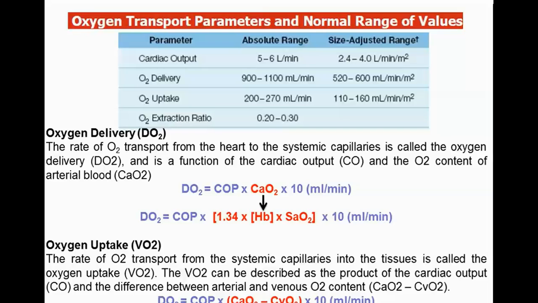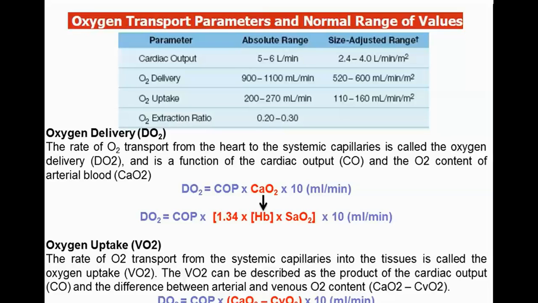Oxygen content? No, 20. 20, and the venous 15. Okay, and the uptake 5. Okay, so 20 per deciliter, or per liter 200. 200 multiplied by 5 is 1,000. So the oxygen delivery will be 1,000 milliliter per minute. Okay, it's clear. So as I said, cardiac output is 5, oxygen delivery is 1,000.